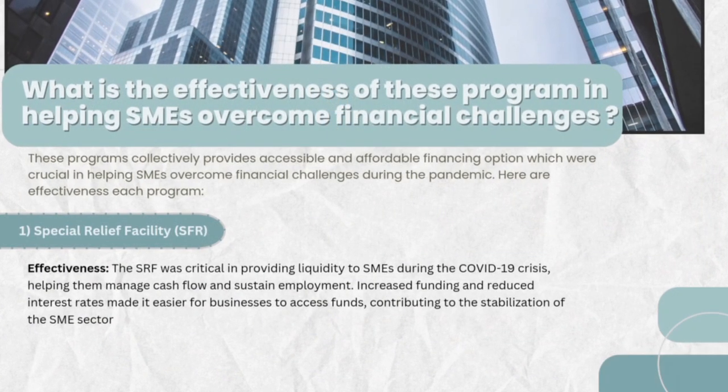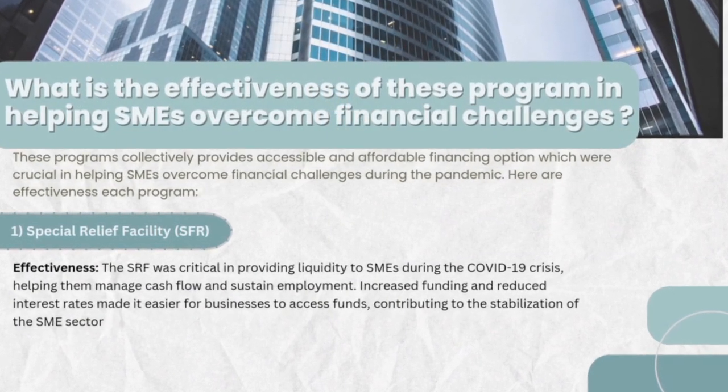What is the effectiveness of this program in helping SMEs overcome financial challenge? This program collectively provides accessible and affordable financing options which were crucial in helping SMEs overcome financial challenge during the pandemic. Here is the effectiveness of each program. Effectiveness of Special Relief Facility: the SRF was critical in providing liquidity to SMEs during the COVID-19 crisis, helping them manage cash flow and sustain employment.